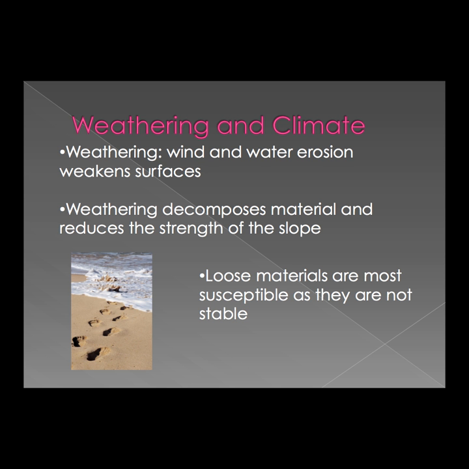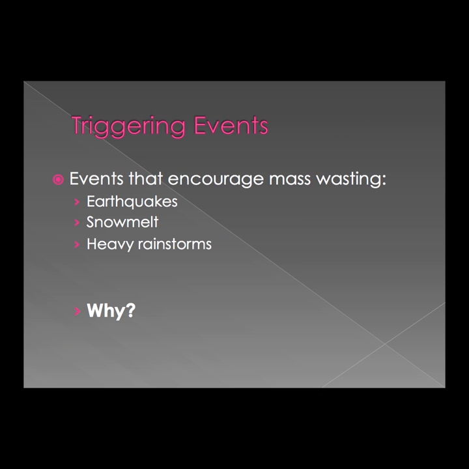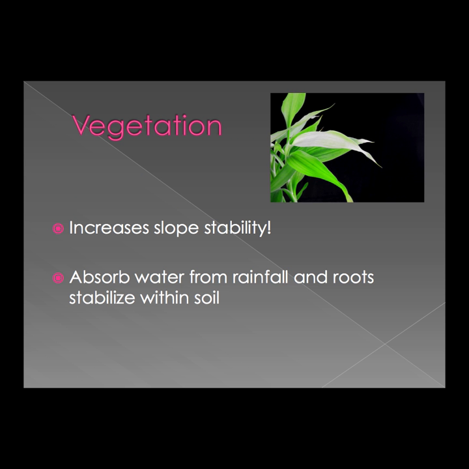Triggering events. They will enhance the likelihood of mass wasting, and most mass movements are triggered by a force that disrupts slope equilibrium. So things like earthquakes, snow melt, and heavy rainstorms. And again, it's because that slope equilibrium is really unstable with events that add extra water or earthquakes, which shake the whole ground. Vegetation actually increases slope stability because roots can get into the soil, say along a bank of a river, and they'll actually solidify that slope momentarily, and when there's more water, the slope won't just give away because that vegetation is holding it up.